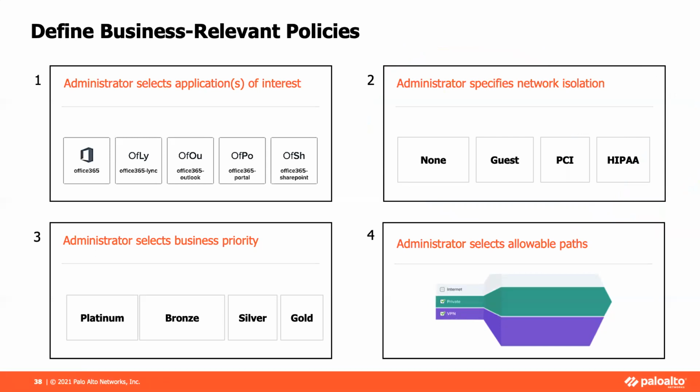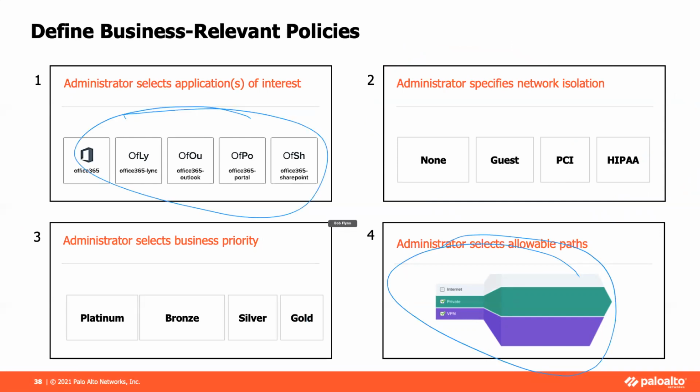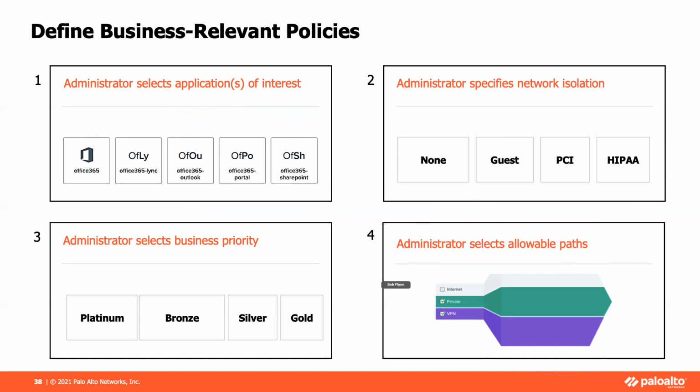You can prioritize different applications with different levels of priority, from low to high, platinum being the highest, bronze being the lowest, but in between you have silver and gold. And you can choose what paths are available and either restrict certain applications or certain segments of your network to use certain paths, or let Prisma Access, Prisma SD-WAN figure it out for you.